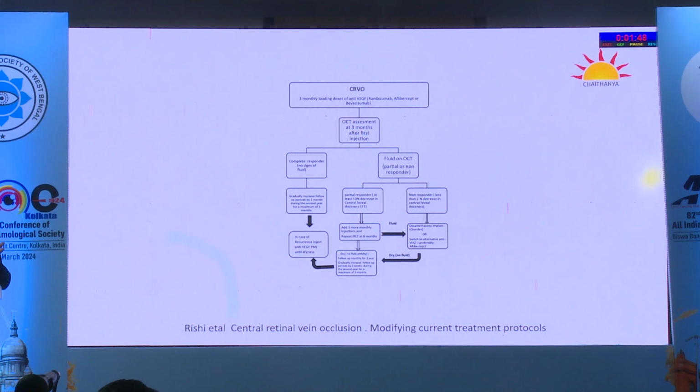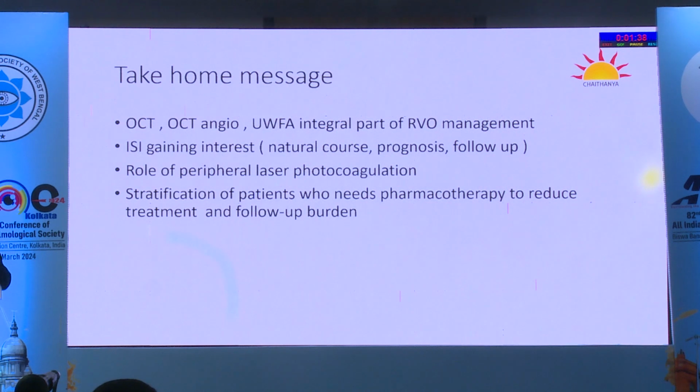The non-responders, you keep injecting. The partial responder cases, you give injections for 6 months and then reassess. And the responders, we directly go into a PRN regimen. The advantage is we are able to reduce the number of injections and follow them up in a much better way.